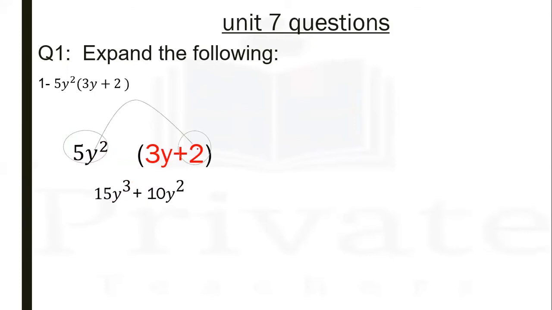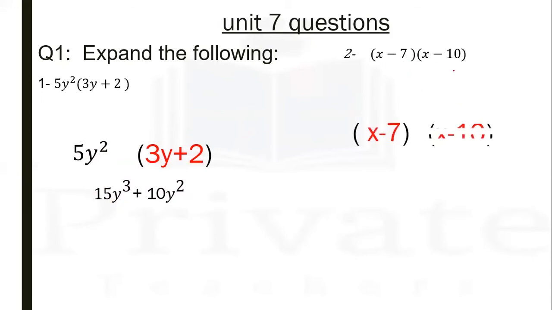Y to the power of 2. Here we don't have y, so we put it as it is, y to the power of 2. This is the first question. The second question, we have two brackets together. The first bracket is x minus 7. The second bracket is x minus 10.